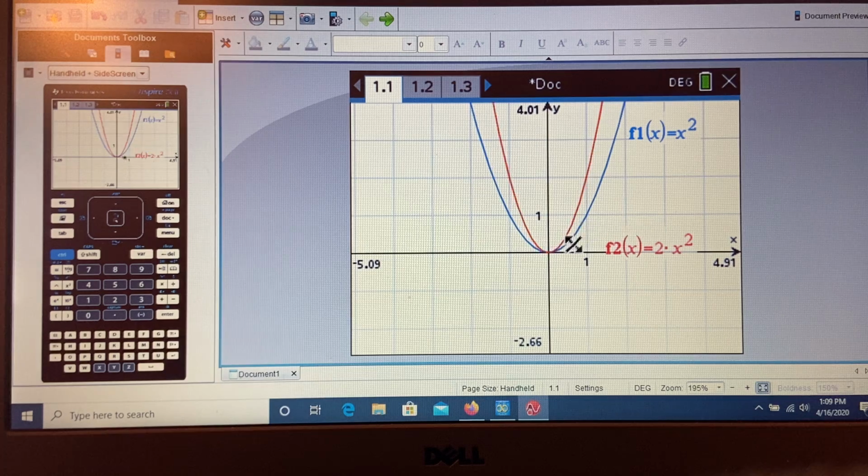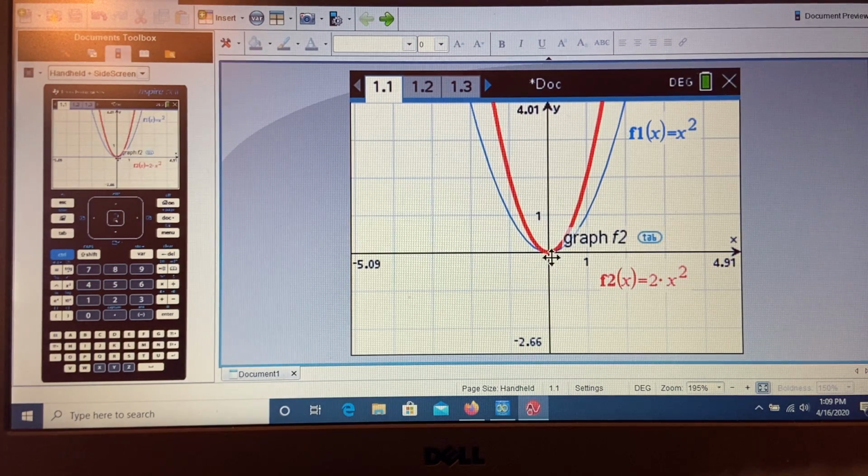On the parent function, they were over 1 and up 1. Well, this is multiplied by 2, so instead of going over 1, up 1, we have to multiply by 2. So we're going to go over 1 and up 1, 2. And there's our next point on our quadratic. And then we'd go the opposite way. We would go negative 1 up positive 2.